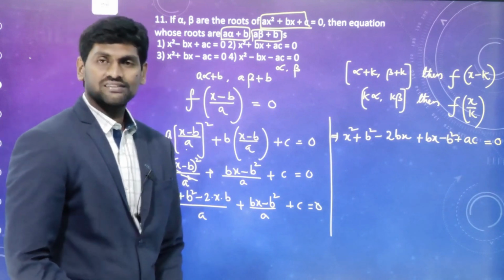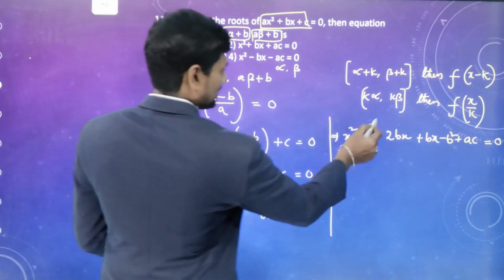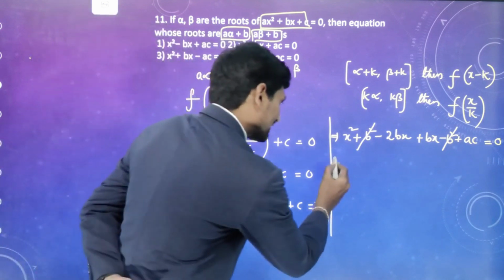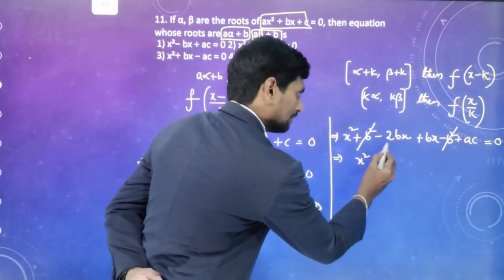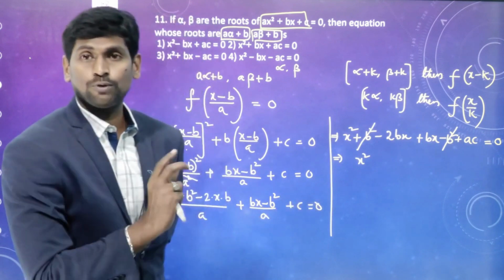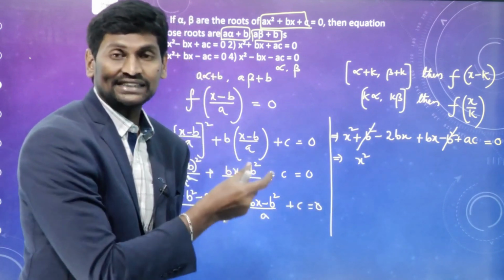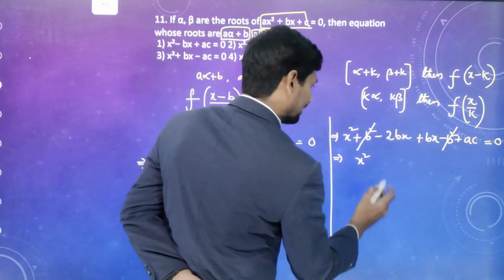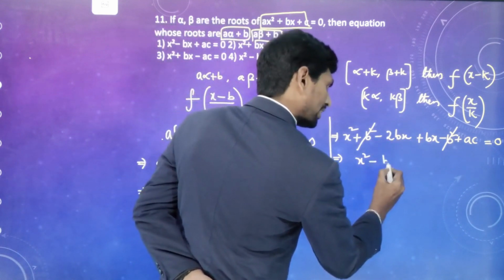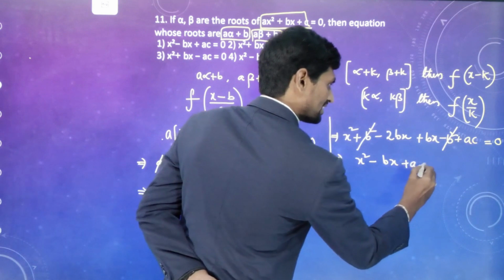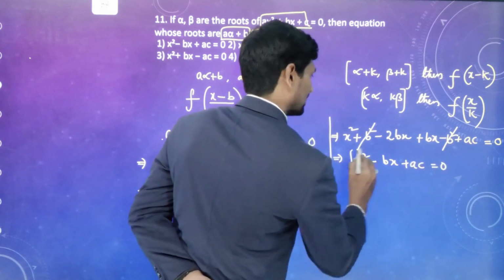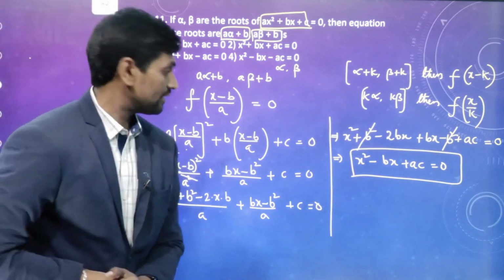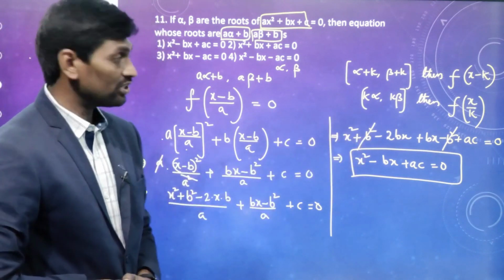0 into a is 0. Now plus b square minus b square cancelled. X square term, minus 2bx plus bx, both are like terms, both are bx terms. So bx we can subtract, here 2 times, here 1 time. So minus bx plus ac equals 0. This is our required answer: x square minus bx plus ac equals 0.